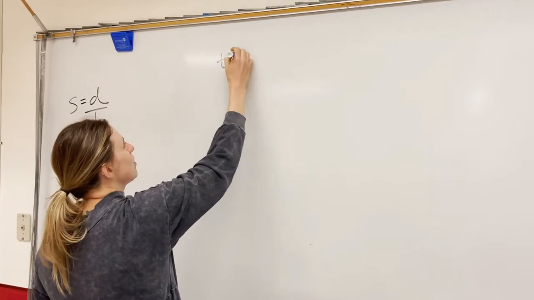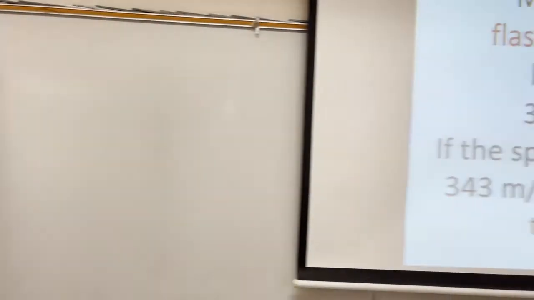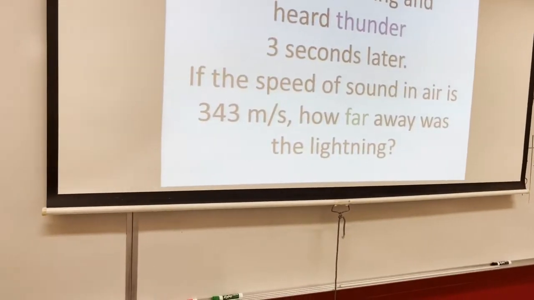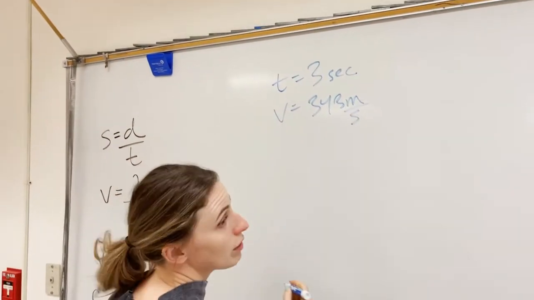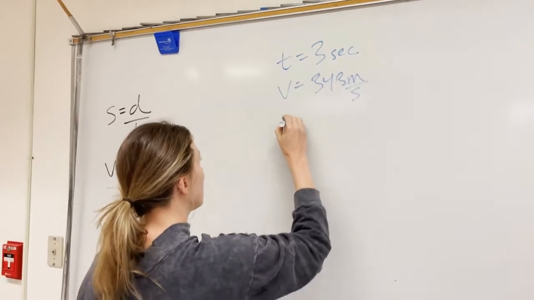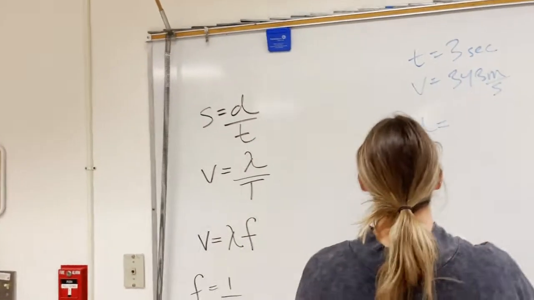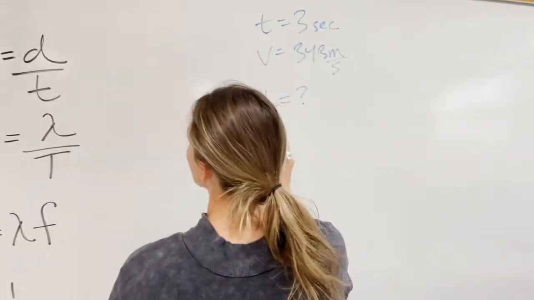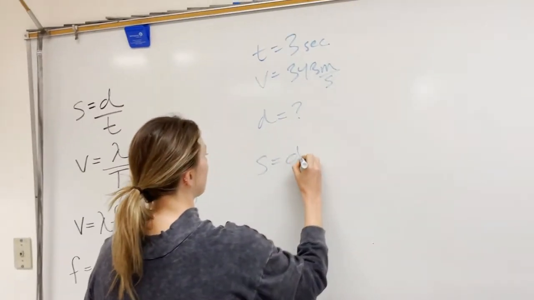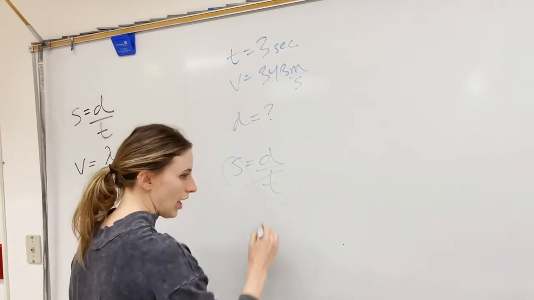Okay, so time was 3 seconds, and we know the speed, 343 meters per second. And we want to figure out how far away it is, right? Which equation are we going to use here? Let's go ahead and go with this one, I like that. Okay, so I'm just going to go ahead and flip these. I'm going to flip them up.